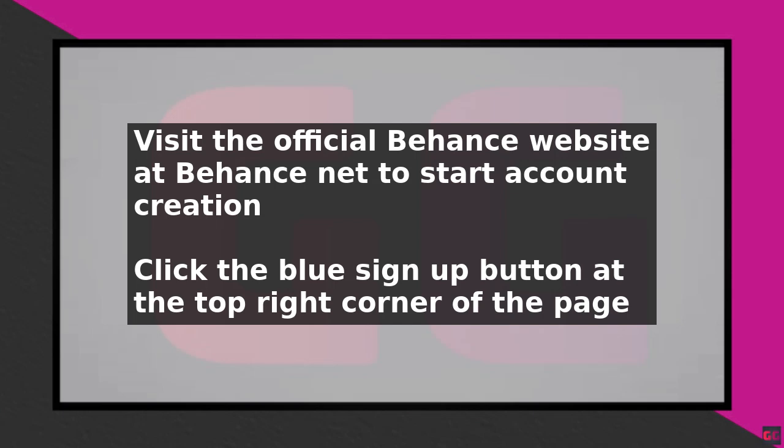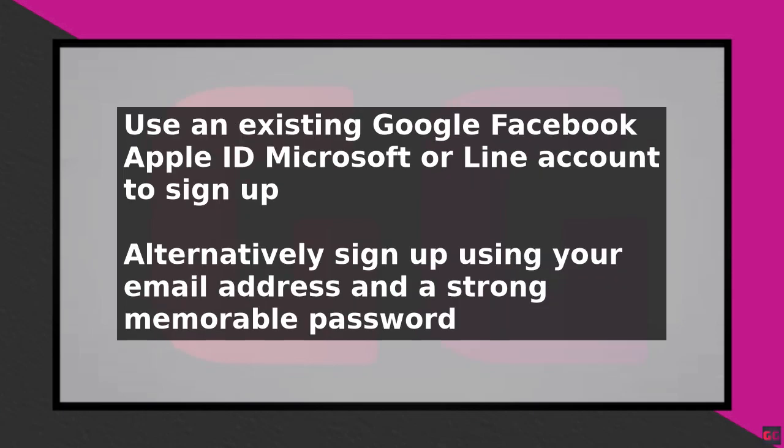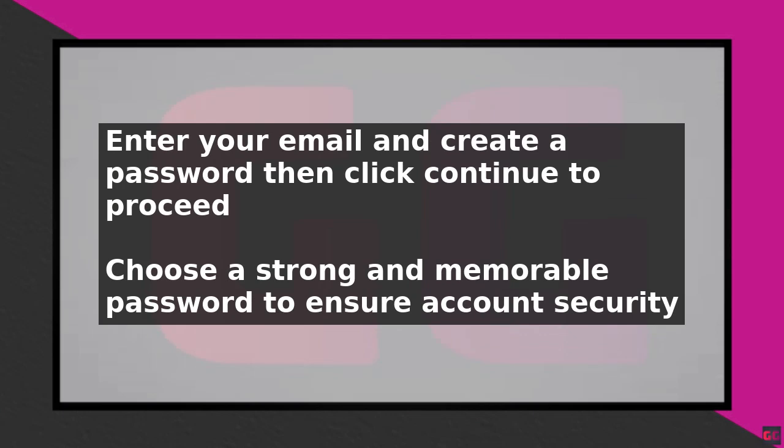The fastest way to sign up is by using an existing account with Google, Facebook, Apple ID, Microsoft, or Line. If you don't have any of these accounts, you can also sign up using your email address and a password. When signing up with an email address, enter your email and create a password, making sure to choose a strong and memorable one. Once you've entered your email and password, click Continue to proceed.